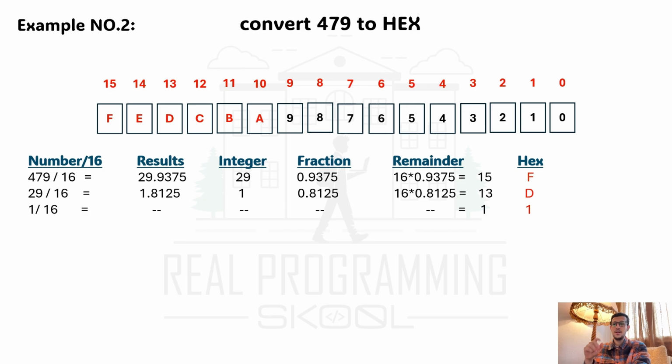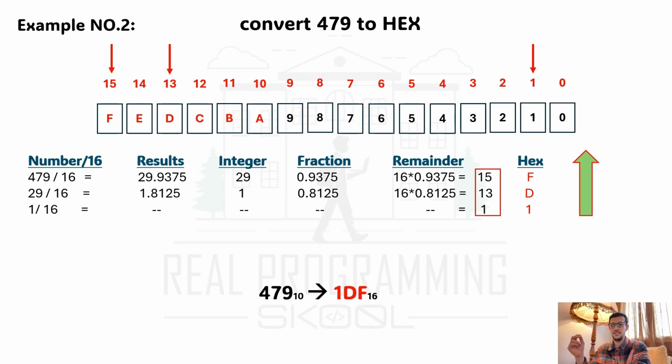How will we read it? First, what does 15 represent in hexadecimal? 15 represents the letter F. How do we represent number 13 in hexadecimal? We represent it as D, and 1 is 1. As we said, we read hexadecimal from down to up. So 1DF. 1DF in base 16 is exactly the same as 479 in the base 10 decimal system.